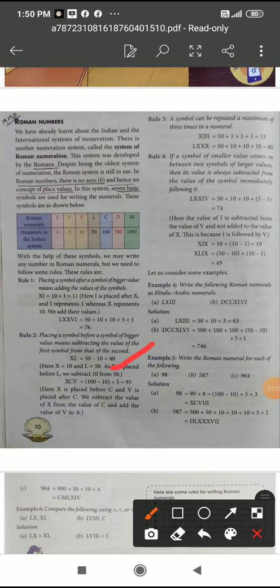Write the Roman numeral for each of the following. A bit is 98. 98 means 90 plus 8. 90 means 100 minus 10. Then plus 8 means 5 plus 3.